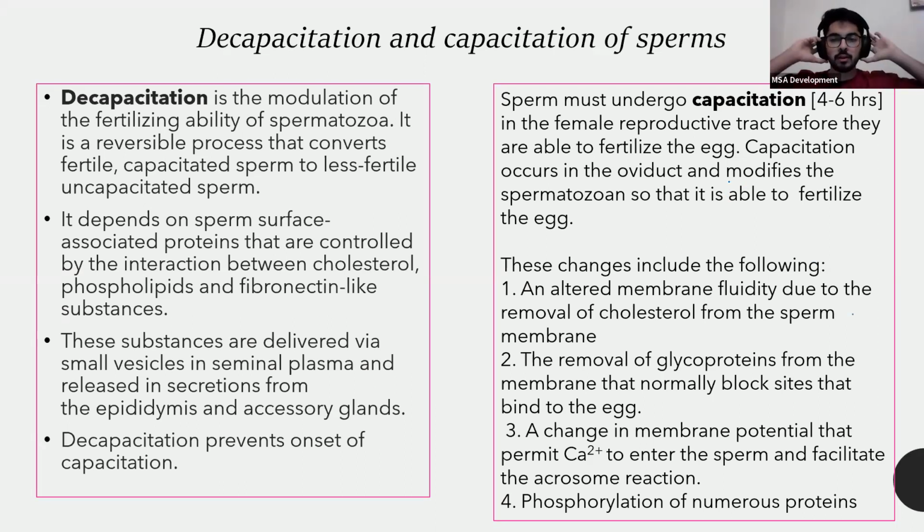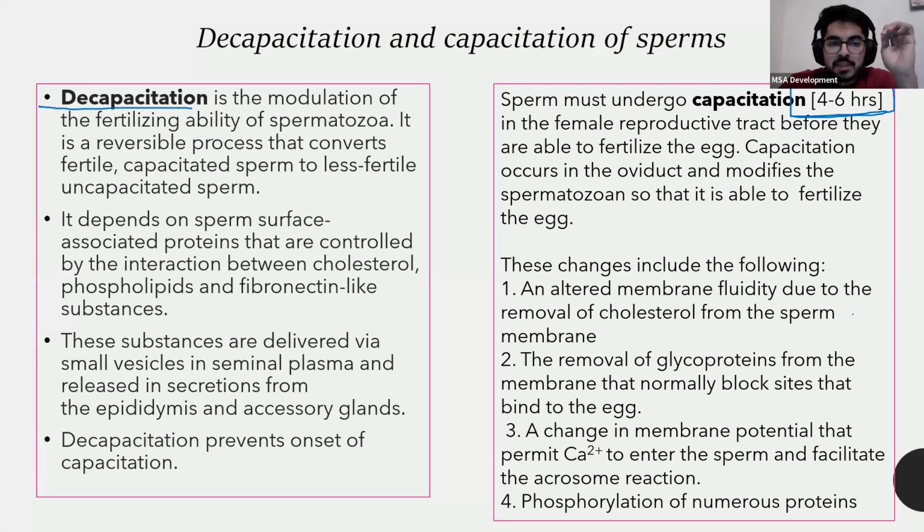Why? For two reasons. Because it's useless, as there is no egg to fertilize inside the male genitalia, and because after capacitation, it takes only 4 to 6 hours for the sperm to die. And you don't want the sperm to die already inside the male genitalia. So you want some sort of process to delay this capacitation process until the sperm reaches the egg, okay? And this is done by decapacitation.